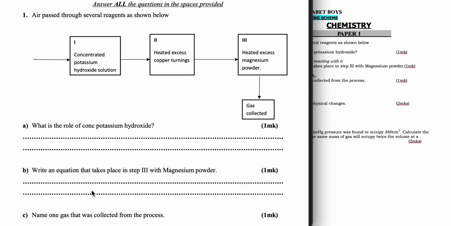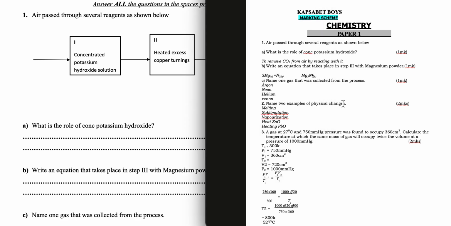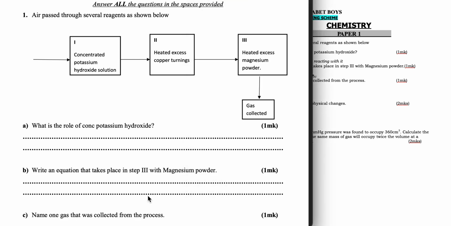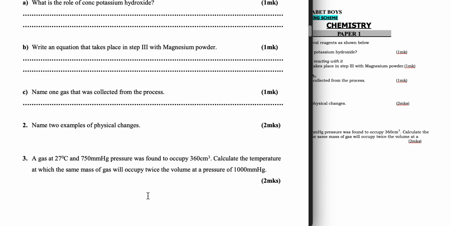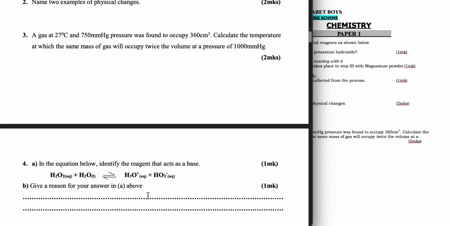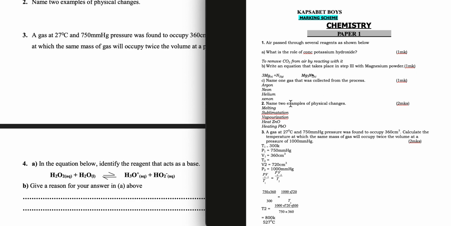C. Name one gas that was collected from the process. We have argon, neon, helium, and xenon. We go to question 2. Name 2 types of physical changes. Melting, sublimation, vaporization. Heat, heating.